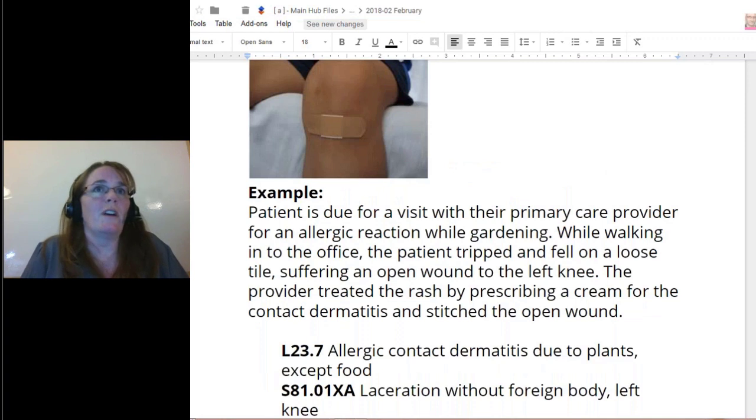We have a patient who already has an appointment set up with their primary care because they have a rash or an allergic reaction that happened while they were gardening. While walking into the office, the patient trips and falls on a loose tile, suffering an open wound to the left knee. During the encounter, the provider treats the rash by prescribing a cream for the contact dermatitis and then stitches that open wound on the knee.